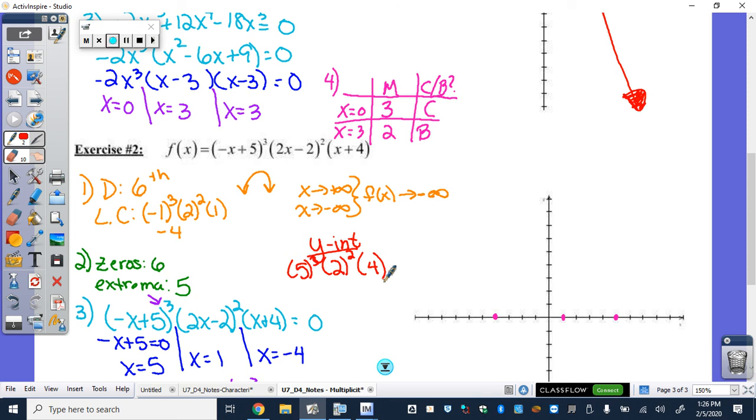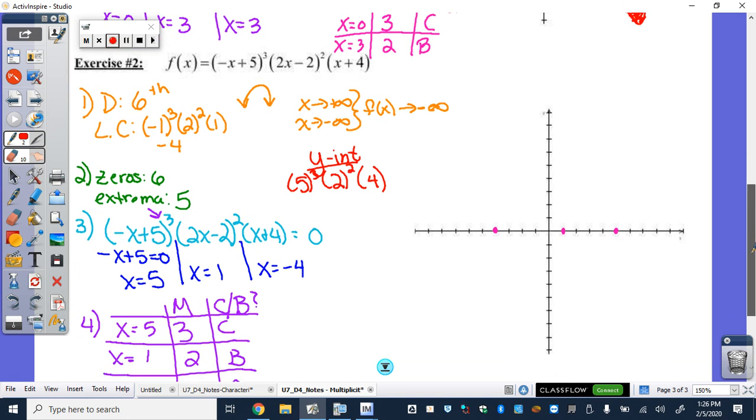5 cubed times 2 squared times 4. 2,000. So now, does my graph actually show 2,000? No. So I'm just going to kind of, as long as you indicate you know it's supposed to be really high up there, that's all you really need to do. Because again, it's a sketch. We don't have to be 100% accurate.